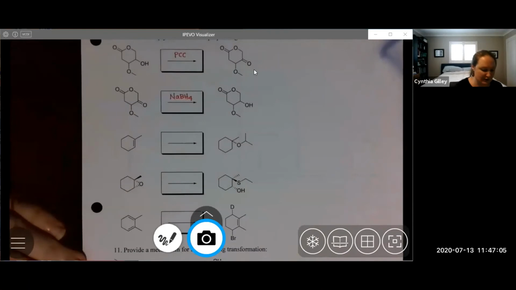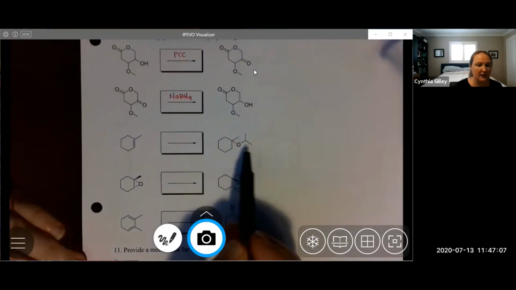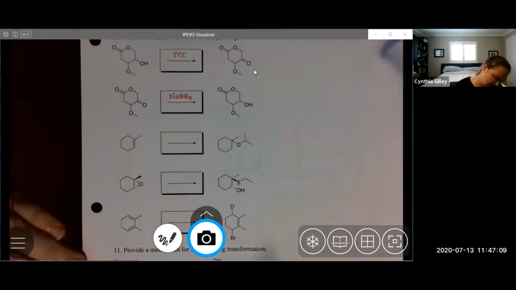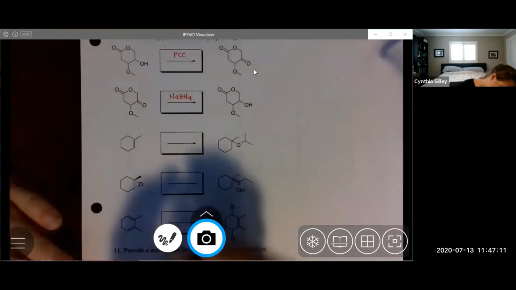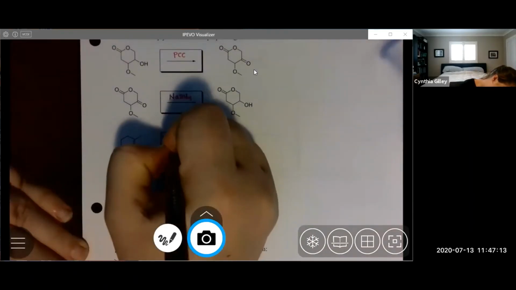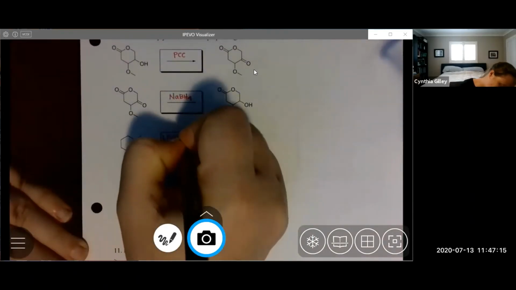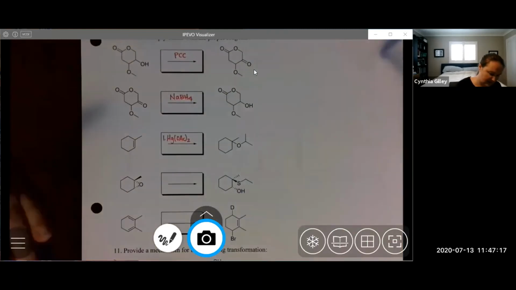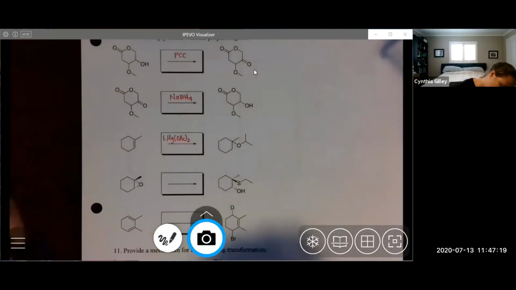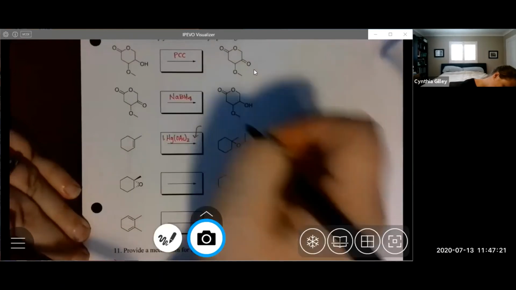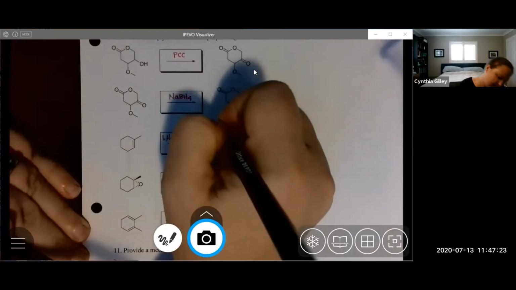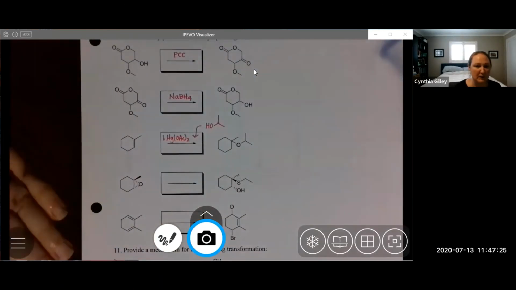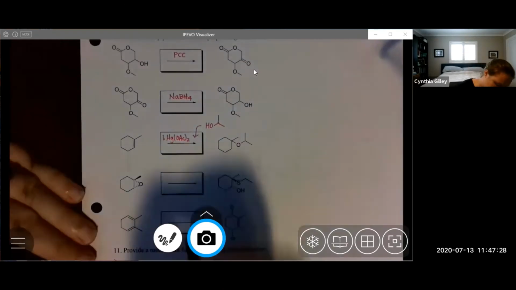This is an alkoxymercuration-demercuration to form an ether. So the conditions for that are mercuric acetate and the alcohol. Hard for me to fit that in there. In this case, we're using isopropanol, then sodium borohydride.